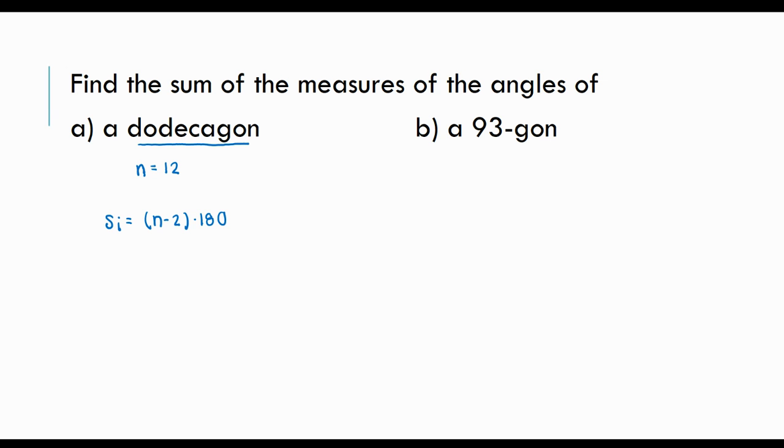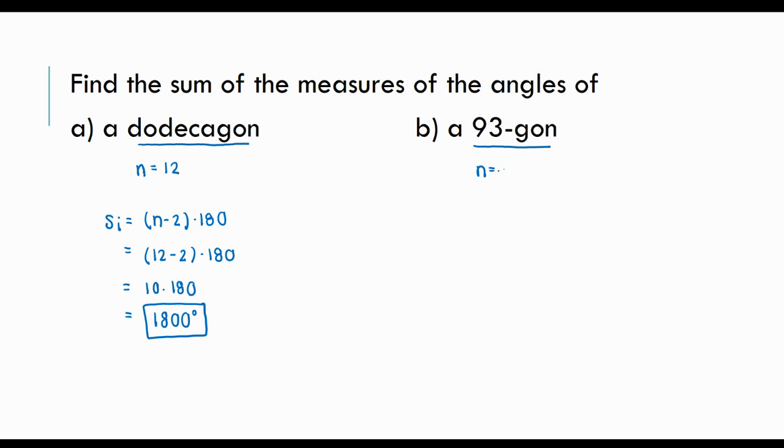So I know what n is, so I'm going to take 12 minus 2, multiply it by 180, and that's going to tell me what all the angles add up to. Okay, so the sum of all of those angles would be 10 times 180, so 1,800 degrees is what all those 12 angles are going to have to add up to.